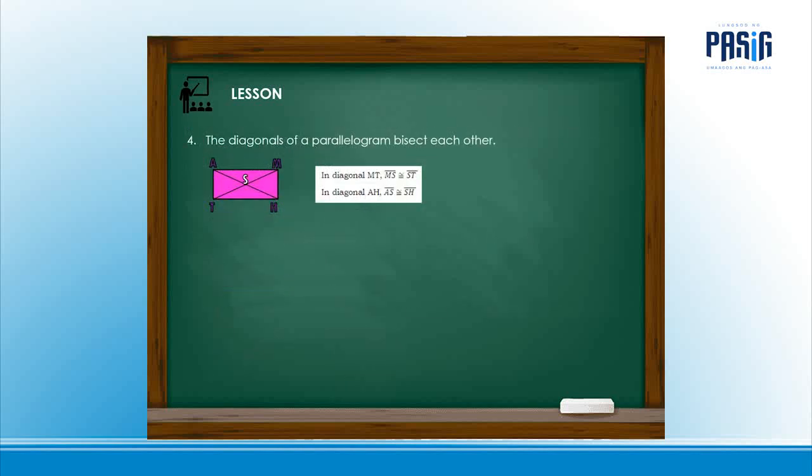Fourth, the diagonals of a parallelogram bisect each other. For the given figure, diagonal MT intersects with diagonal AH at point S. Since the diagonals of a parallelogram bisect each other, in diagonal MT, MS is congruent to ST. In diagonal AH, AS is congruent to SH.